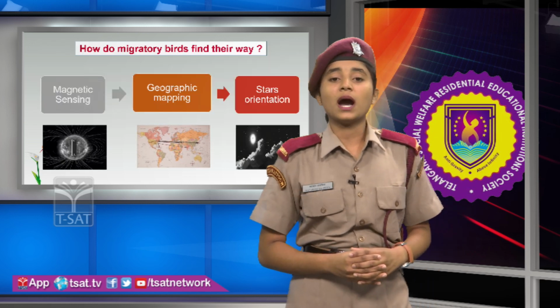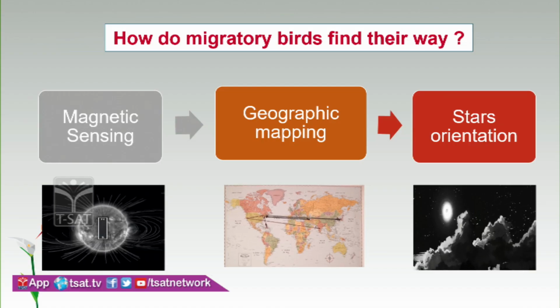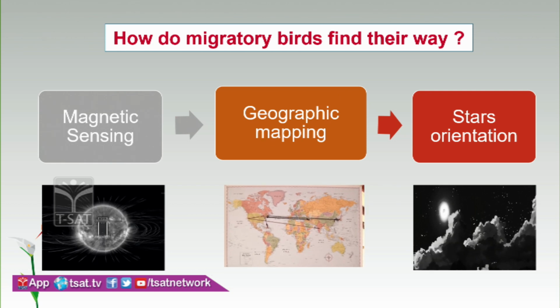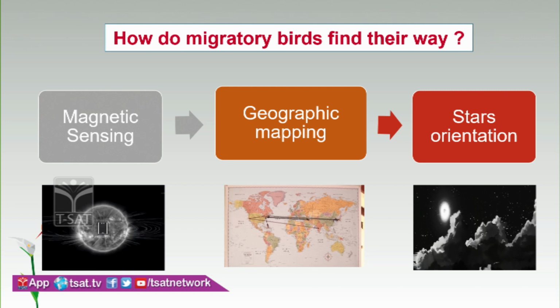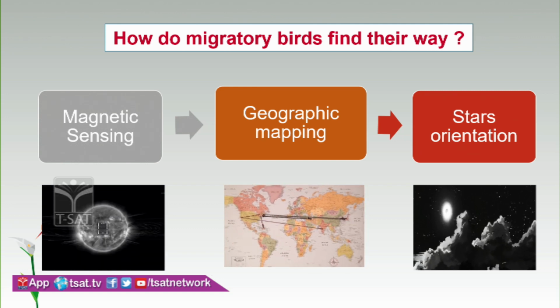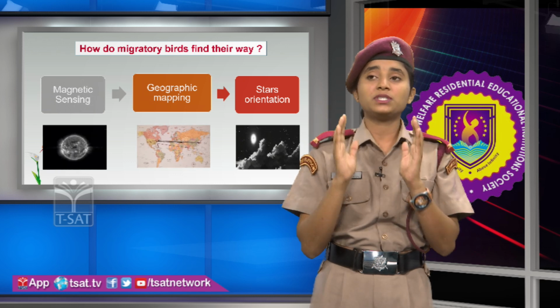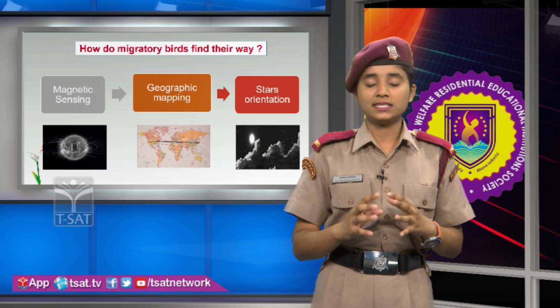Next, let us know how the birds find their way. First, magnetic senses. The birds have some chemical compounds in their brain, which will sense the Earth's magnetic field. Geographical mapping. Here, the birds always choose a particular way to travel throughout the year. So, they will remember some geographical features like rivers, mountains, valleys, etc.